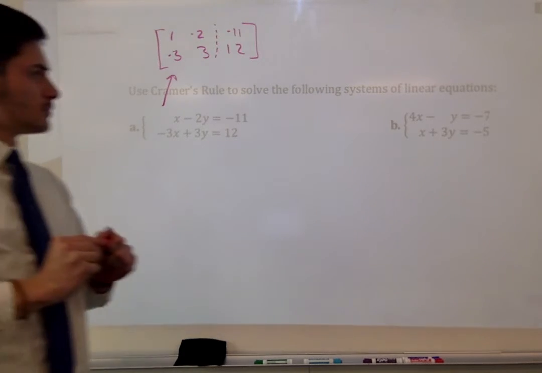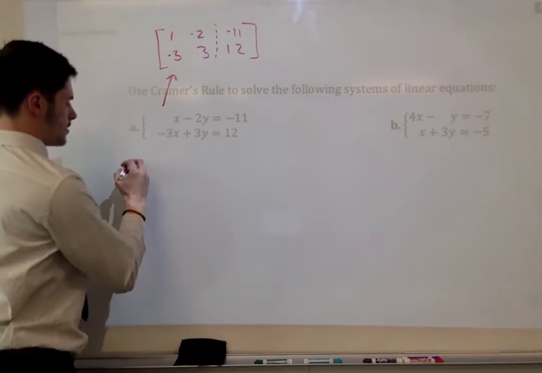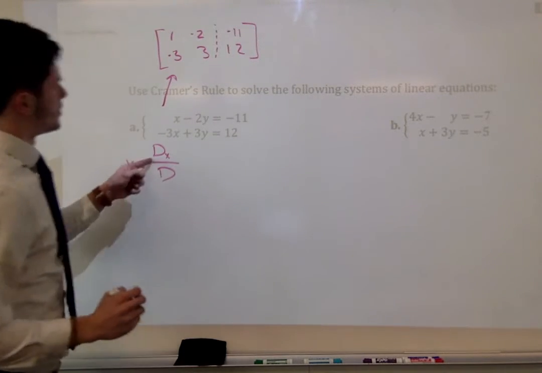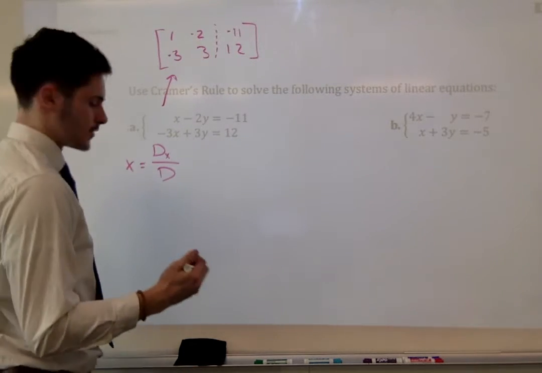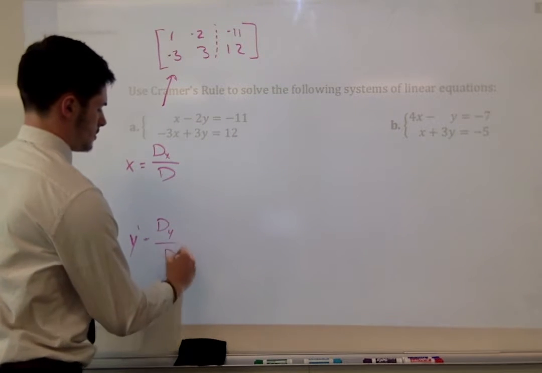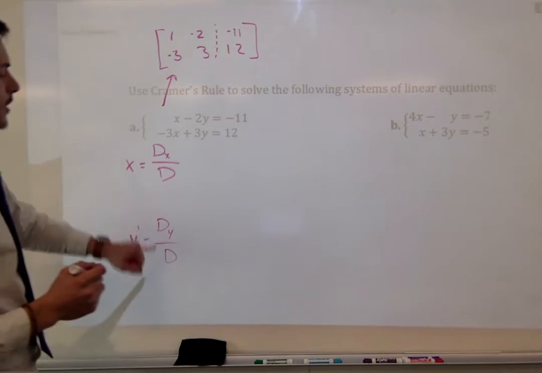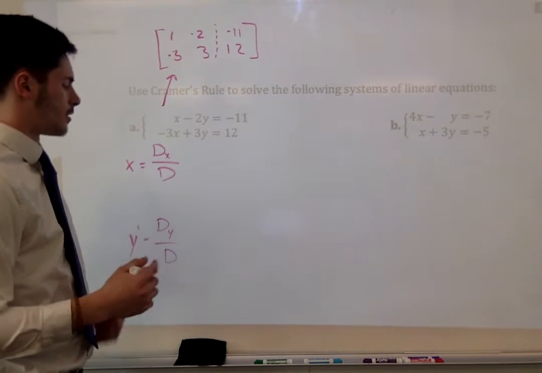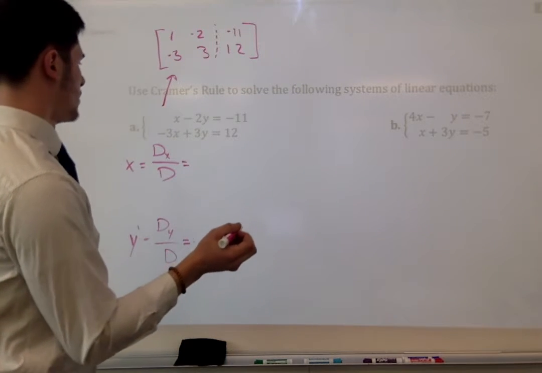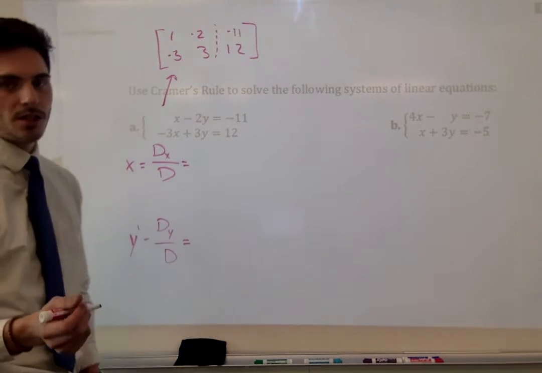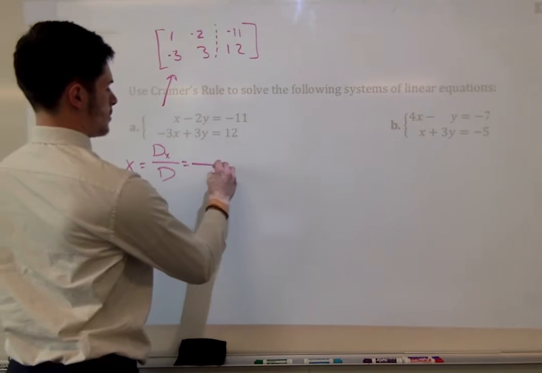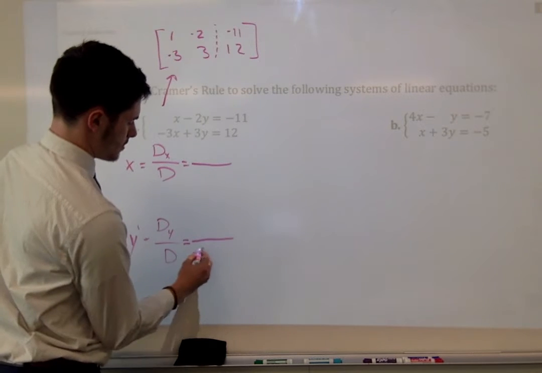Okay. So we know that x is equal to dx over d, right? We found that in the last video. We know that y is equal to dy over d. So we know that we're going to have d as the denominator in both of these, so let's just find that. Let's find the matrix D. So the matrix D is just going to be the coefficient matrix. So we'll take the coefficients and make a bigger fraction here.